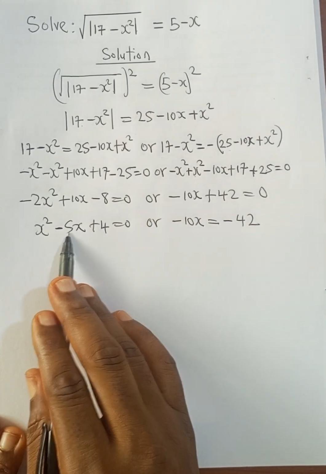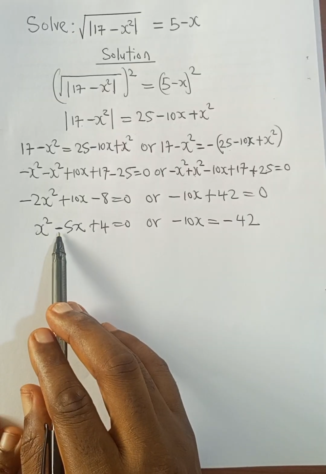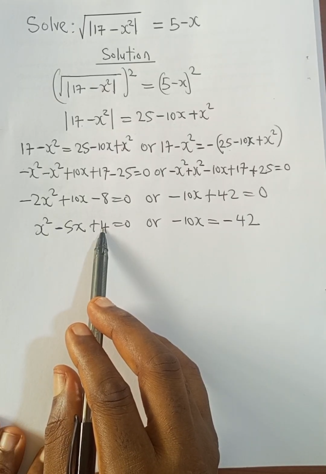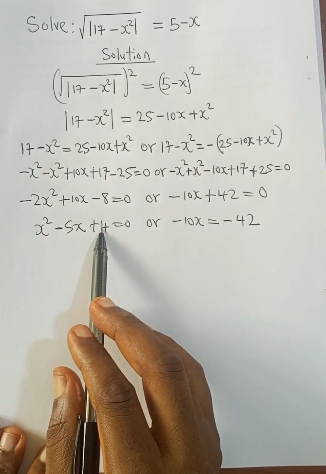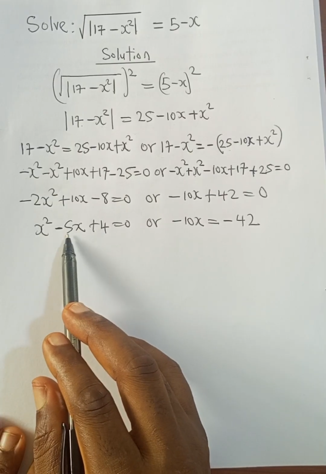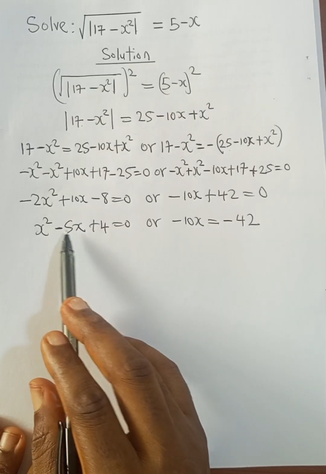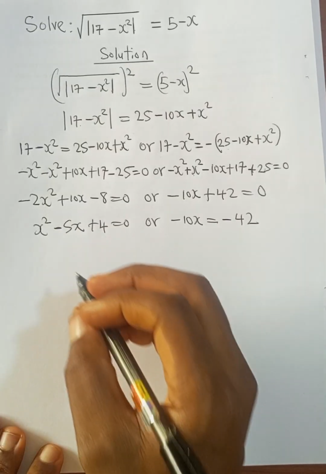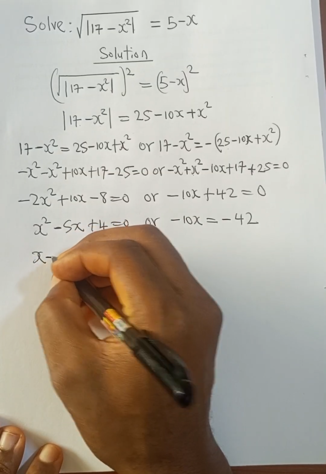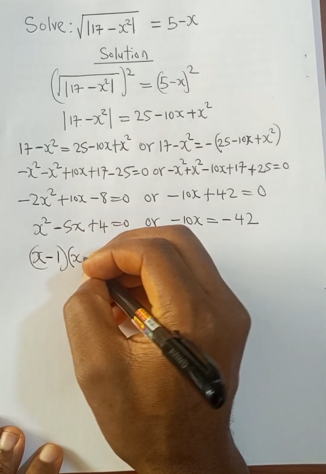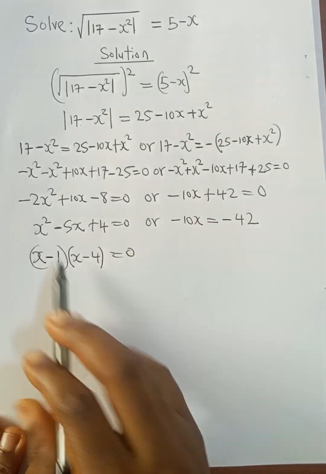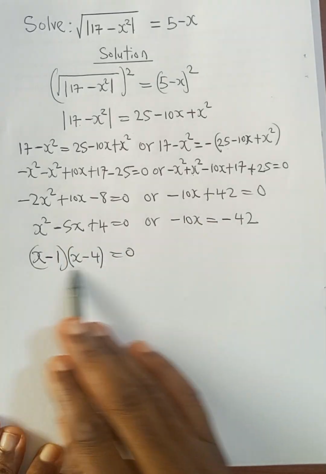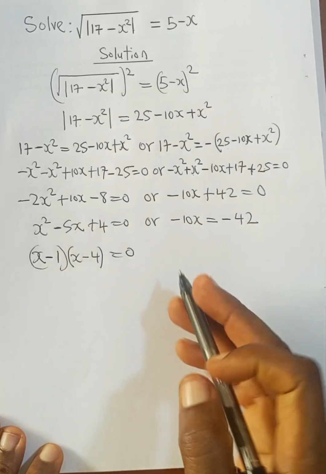Now, can we factorize this? Yes. Two numbers that add to give us minus 5 and multiply to give us plus 4. The two numbers 3 and 2 can never work, 3 times 2 is 6. It has to be 4 and 1. Minus 4 minus 1 is minus 5. Minus 4 times minus 1 is plus 4. So this is what we have, x minus 1 times x minus 4. If we factorize this, this is what you get. If you expand this, you will get back to this.